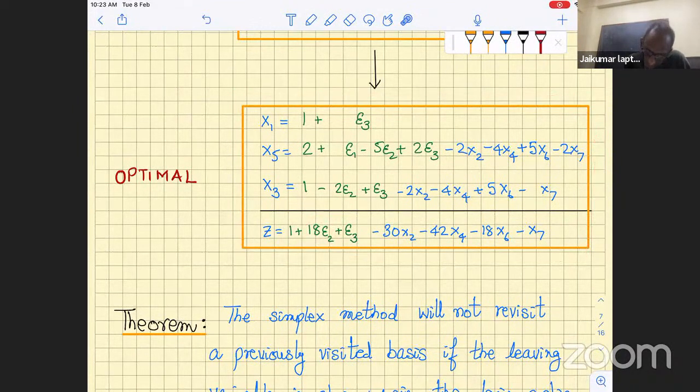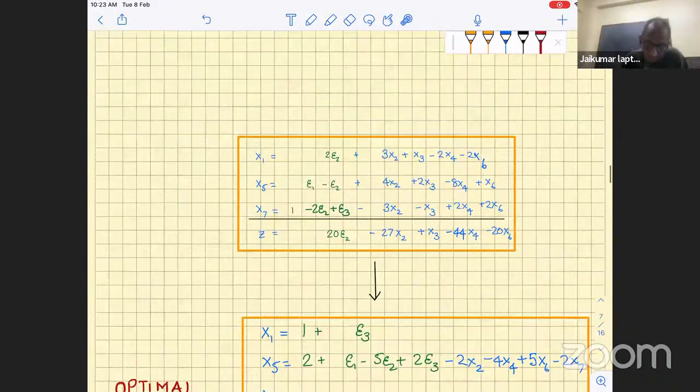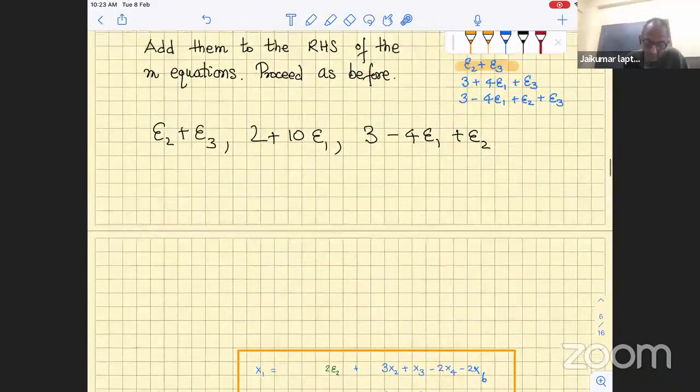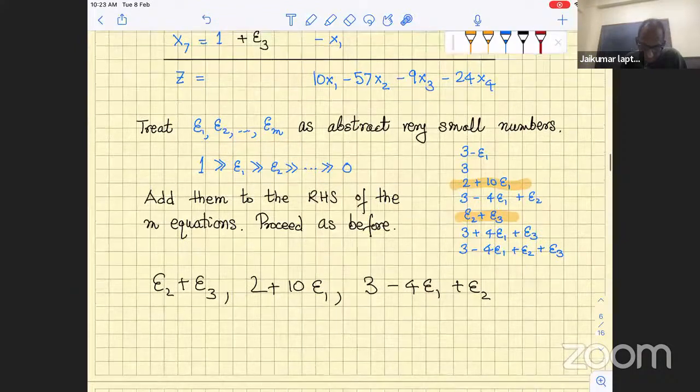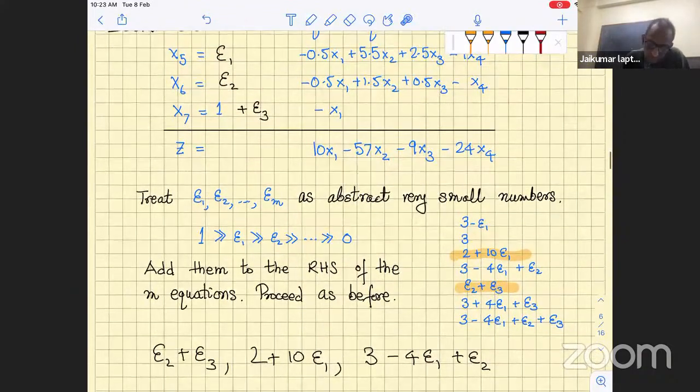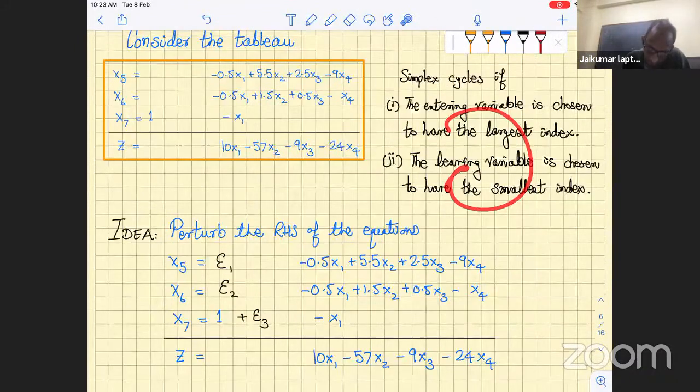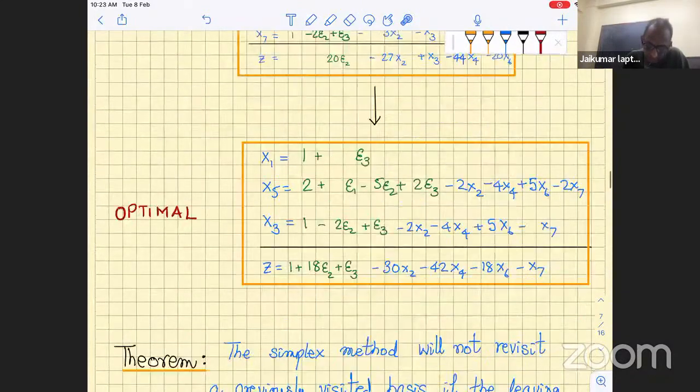And at this stage, we notice that all the coefficients, none of them is positive. So we have reached the optimum solution. Okay. So in the previous, if we had run this original tableau with these rules, it would have cycled, but now it is not cycling, it has come to rest.